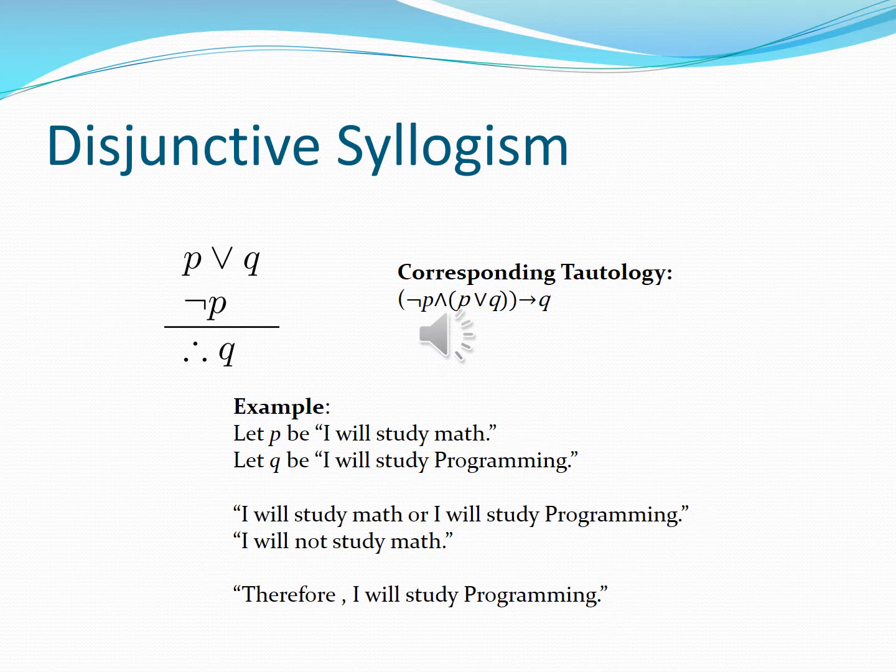Disjunctive syllogism. P or Q, not P, therefore Q. This is the form of disjunctive syllogism. Example: let P be, I will study math. Let Q be, I will study programming. I will study math or I will study programming. I will not study math, therefore I will study programming.